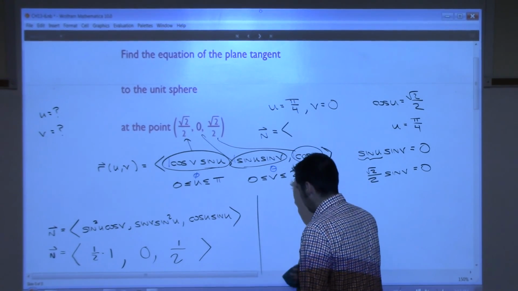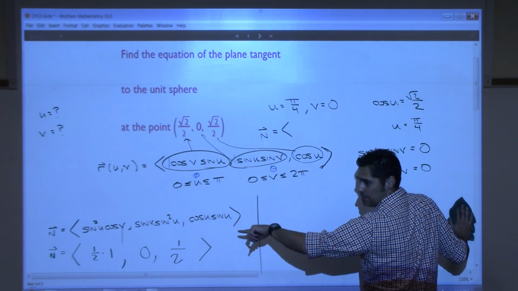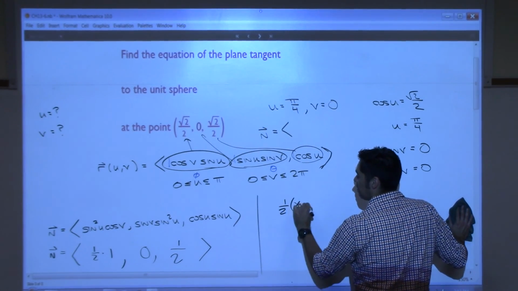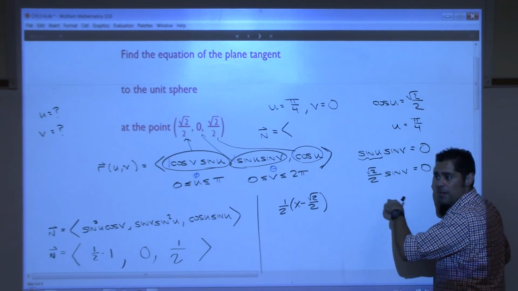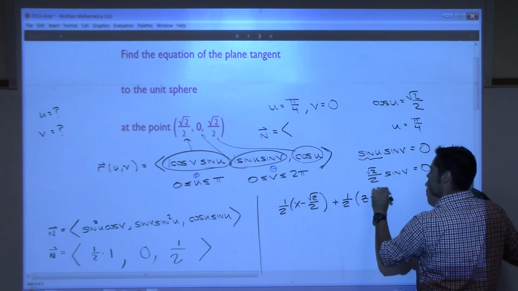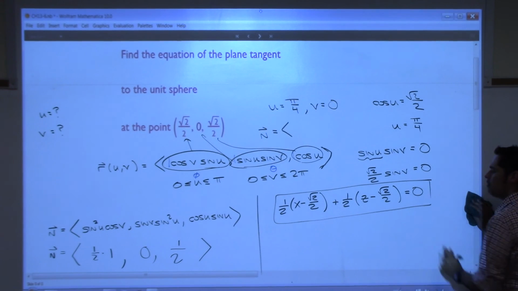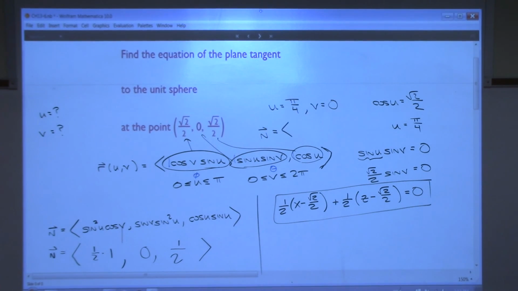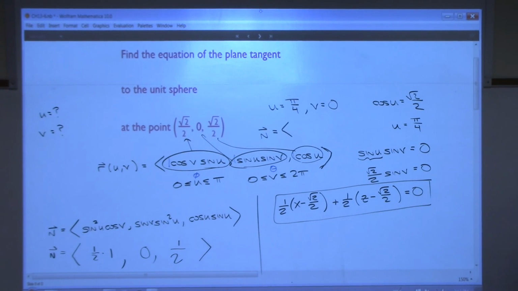All right, so the final answer for the equation of the plane that's tangent to that sphere at root 2 over 2, 0, root 2 over 2, at that point, is ABC, right? So A, x minus root 2 over 2, plus B, which is 0, times y minus 0, so it's not there, plus 1/2 z minus root 2 over 2 equals 0. There it is. Of course, you could clean it up. You can multiply both sides by 2. However you want. That's the equation of the plane. If we graph this plane, it should touch that sphere. At that point, it should be tangent to the sphere.